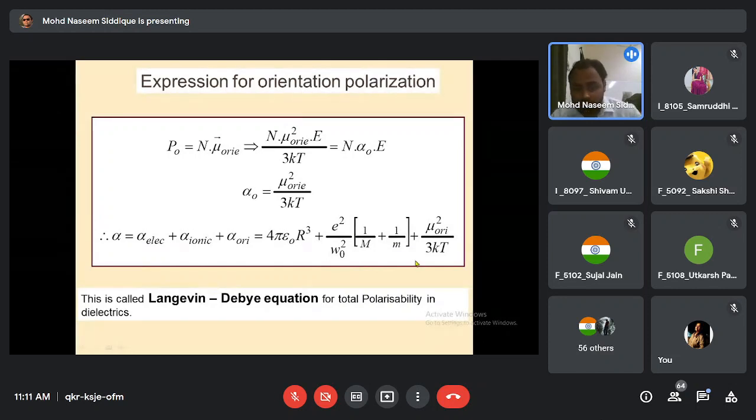And one more thing: what is the temperature dependency? The electronic and ionic polarizabilities never depend on the temperature, but the orientational polarizability always depends on the temperature. So this is called the Langevin-Debye equation for total polarizability in dielectrics.